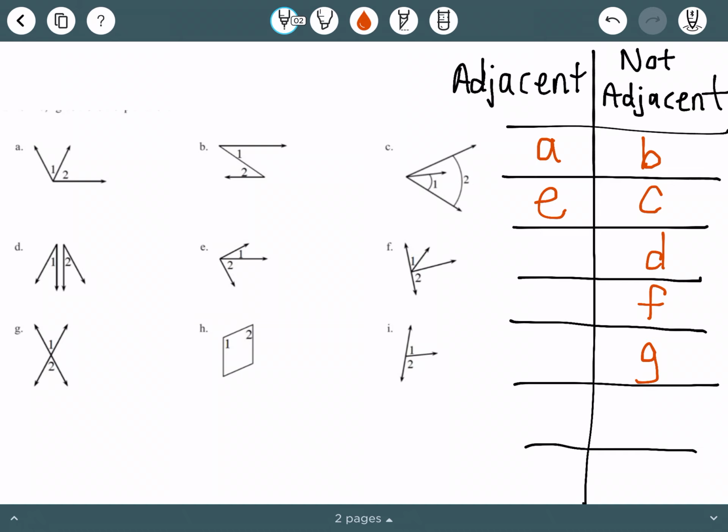All right, H, angle 1, and angle 2. So I've got angle 1, and angle 2 is right here. All right, so let's go ahead and draw in vertices. Angle 1 begins at this vertex, angle 2 begins at this vertex. Ooh, they have separate vertices, so this means that they are not adjacent.